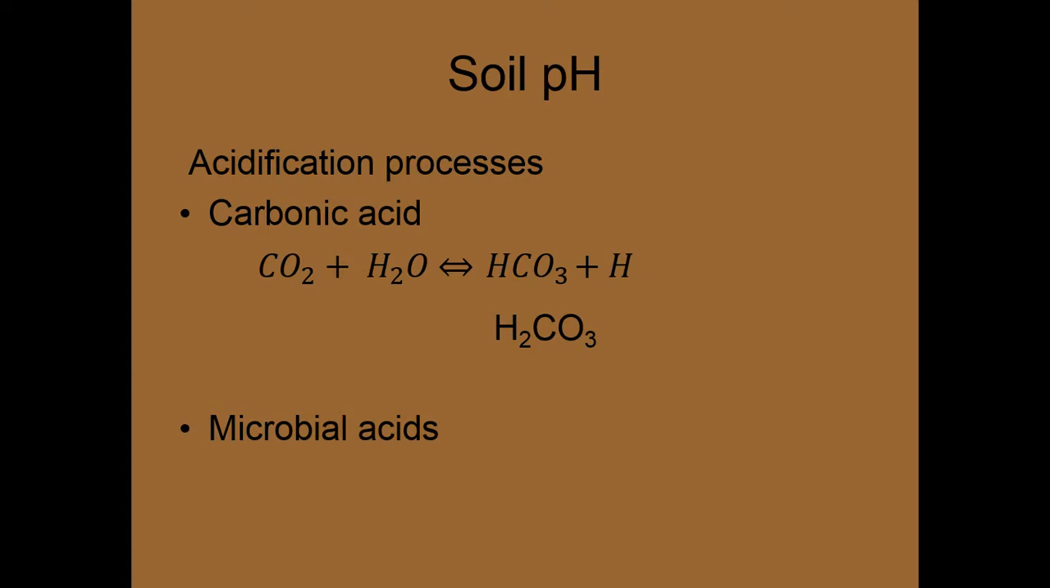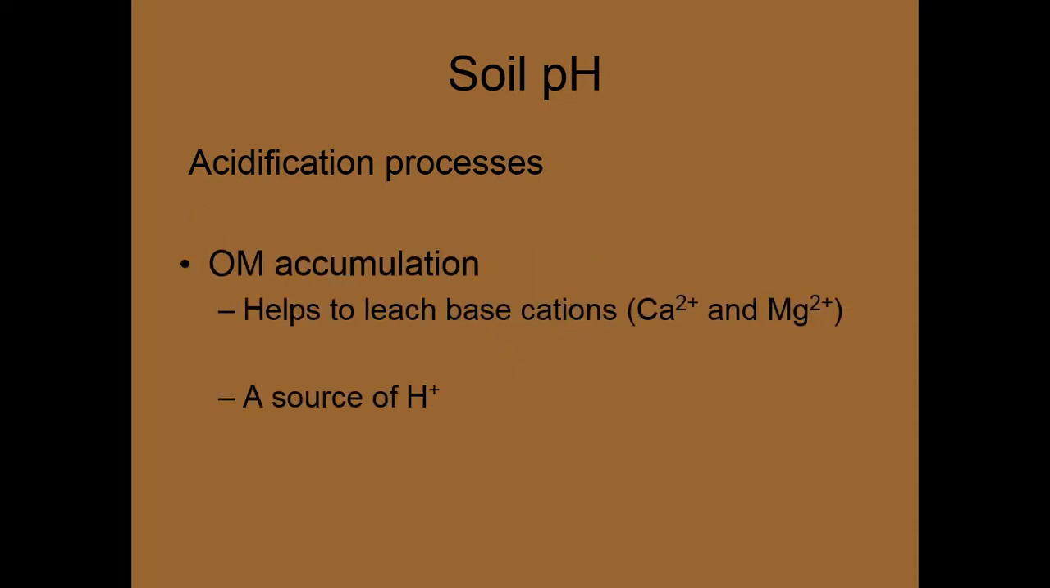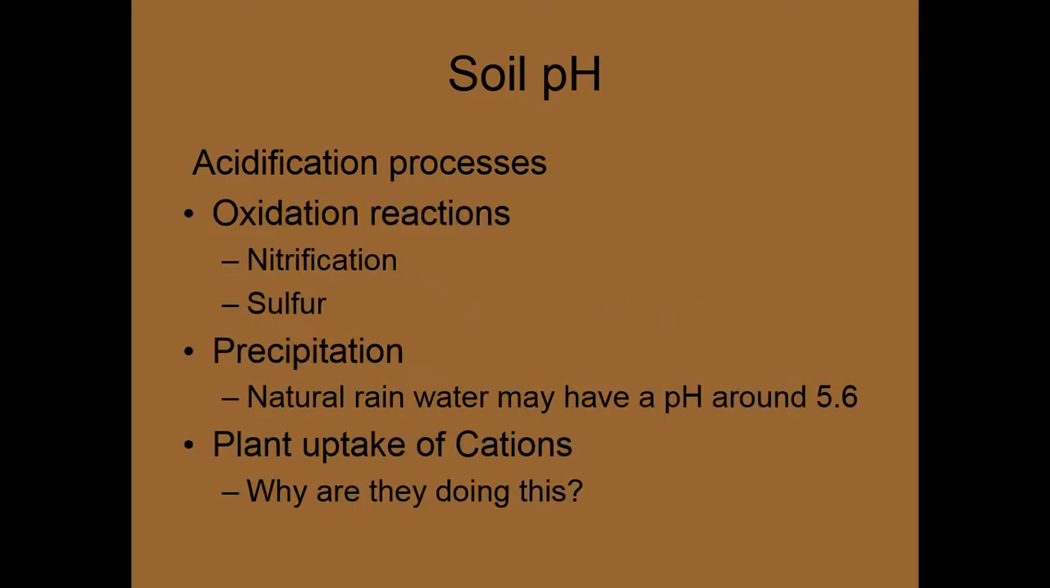So the acidification processes: carbonic acid is formed by organic matter decomposition. We have CO2 plus water creating this carbonic acid, which can then decompose plant material. There are also microbial acids as a result of decomposition. Organic matter accumulation helps to leach base cations, which are a source of hydrogen ions. Acidification processes continued: oxidation reactions, so nitrification and sulfur reactions.